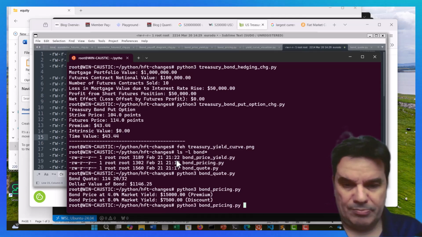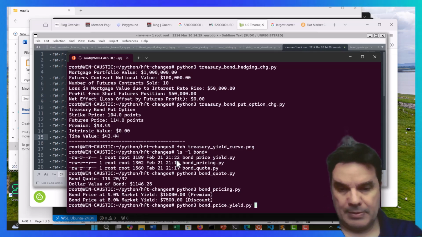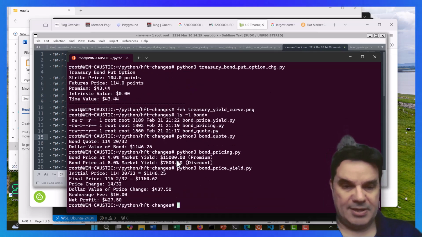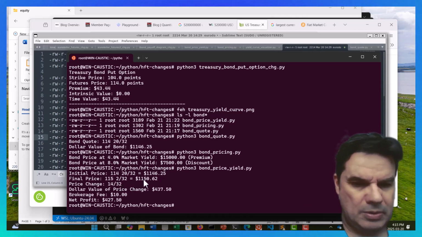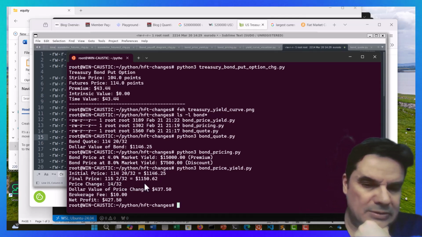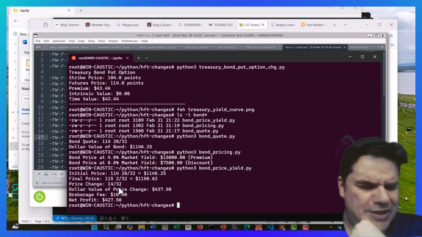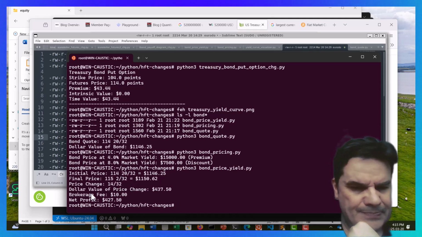Anyways, let's do one more. So we got price, yield, and I think that's it again. So you have a final price at 115.232, 1460, final price at 115.2 over 32, 1150. So you have a price change of 14 over 32. This is the old school way of measuring it over 32nds. Dollar value of the price change of 437.